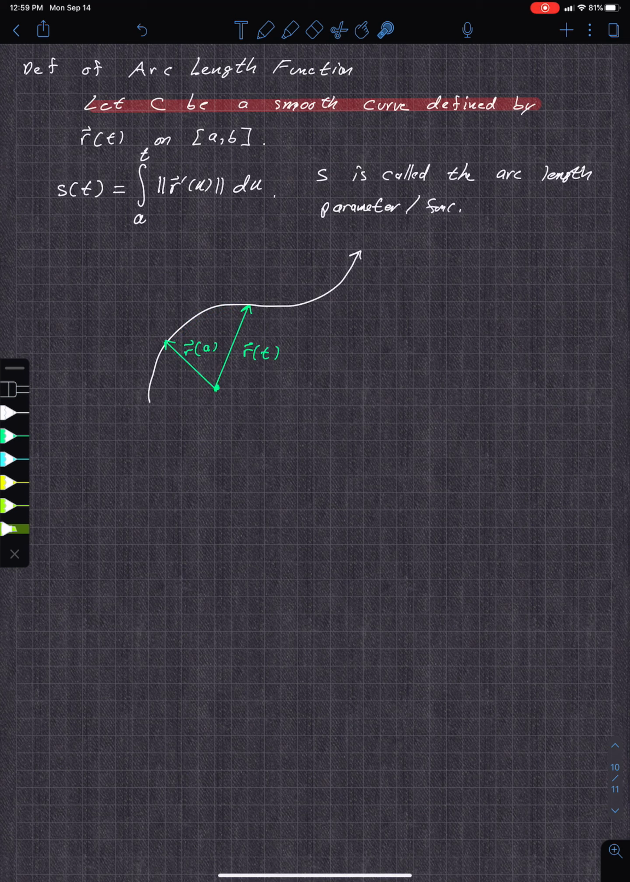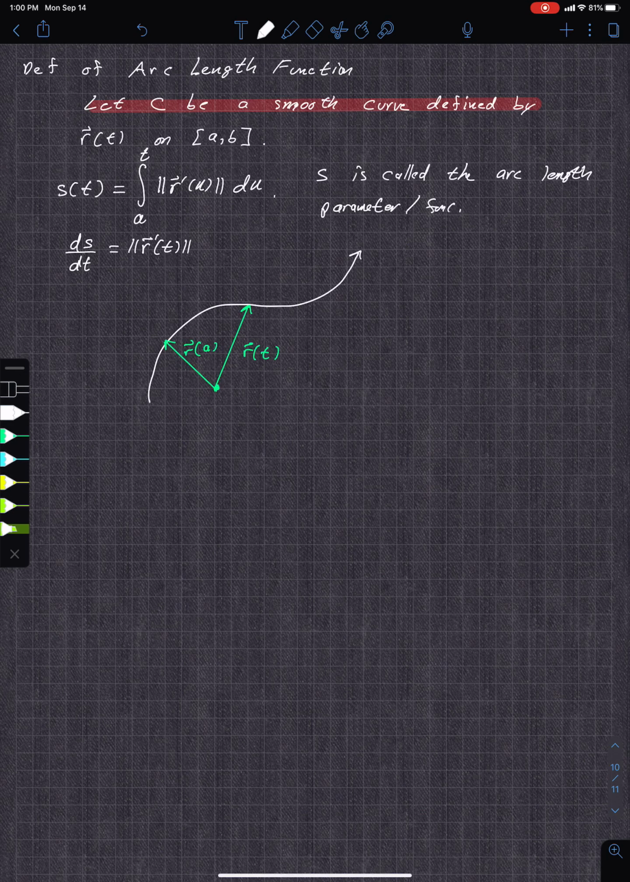Not going to get too much into it, but it's used to define what's called curvature a little later, so just keep this in mind. If you differentiate this, you get ds dt is equal to the magnitude of r prime of t. So that's the rate of change of arc length with respect to the variable. We're going to use these concepts to talk about stuff a little later.